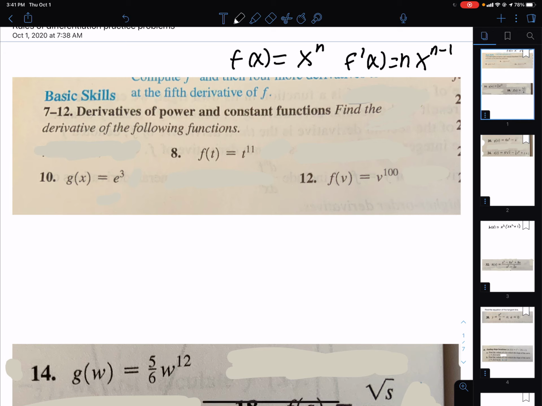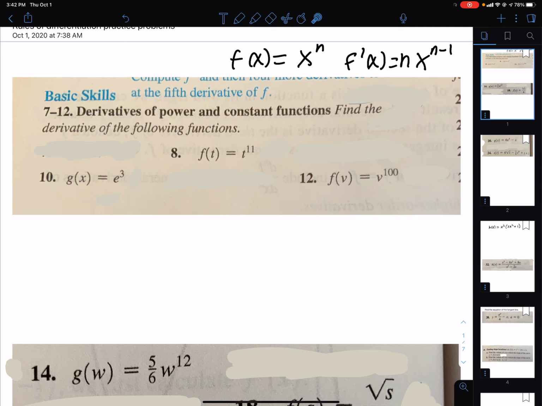Now, a couple things to point out for this rule. You have to have that variable raised to the power of n. Now, they tell you that n must be an integer. In the future, we'll learn it doesn't have to be an integer, but that is what they tell you. I will give you some leeway and allow you to use it with fractions also, but that's what's going on.